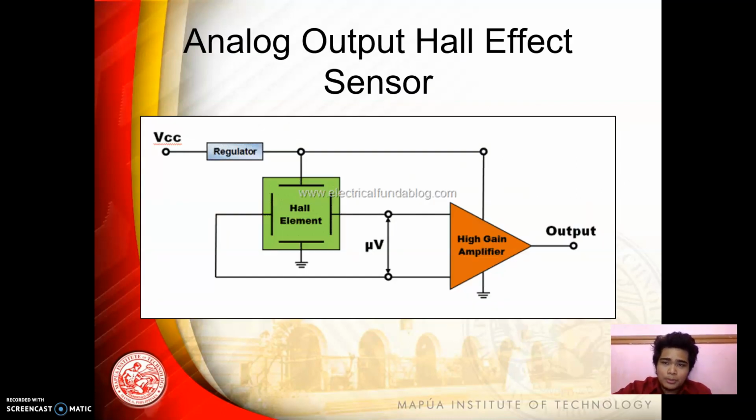The analog output Hall effect sensor contains a voltage regulator, a Hall element, and an amplifier. As the name suggests, the output of this type of sensor is analog in nature and proportional to the magnetic field strength at the output of the Hall element. These sensors have a continuous linear output. Due to this property, they are appropriate to be used as proximity sensors.